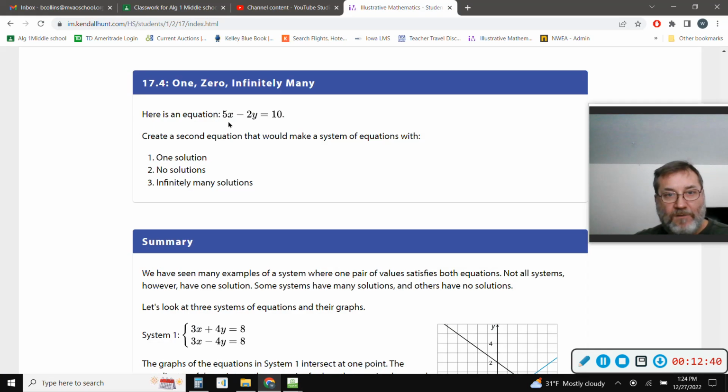So let's look at this equation here: 5x minus 2y equals 10. I want to get one that's parallel with no solutions like this. So I'll call this situation 1.